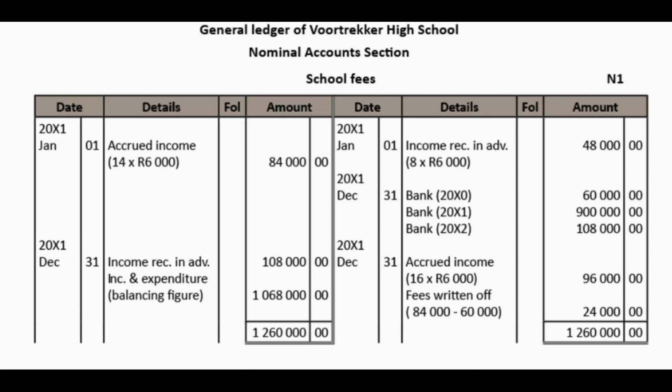Okay. So all that is left to do is to get the balancing amount in that account. So that is the amount that will be transferred to the income and expenditure account. That is the balancing figure. All right. So what do you do? You add up the debit side, you add up the credit side, and then you will get the difference, which is the balancing amount that's going to be transferred to your income and expenditure account, and that is 1,068,000. So it's 1,068,000 Rand that's going to be transferred to your income and expenditure account.